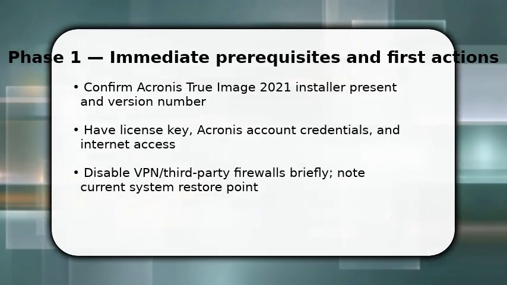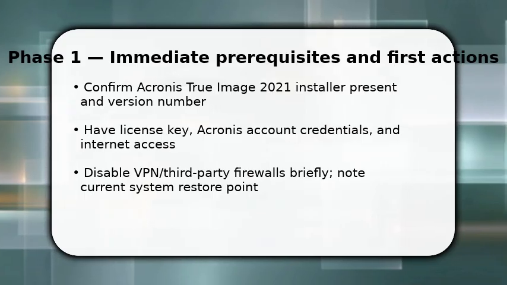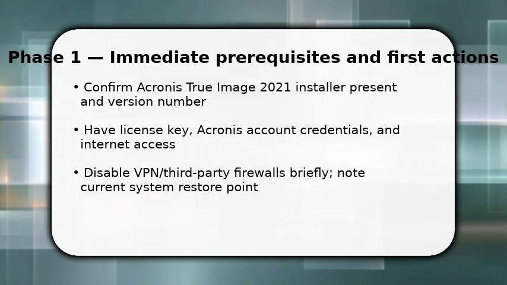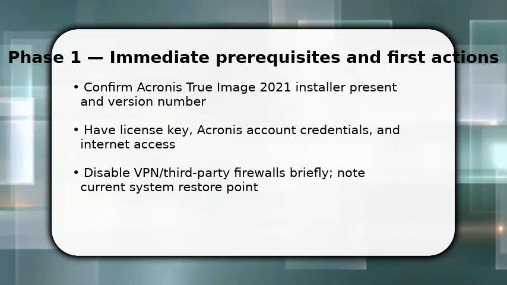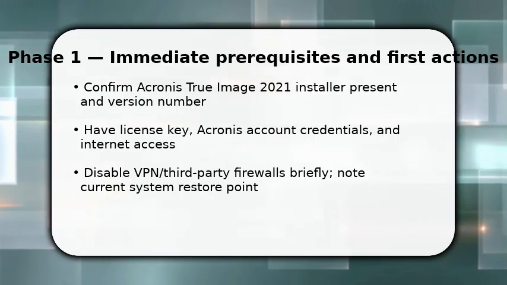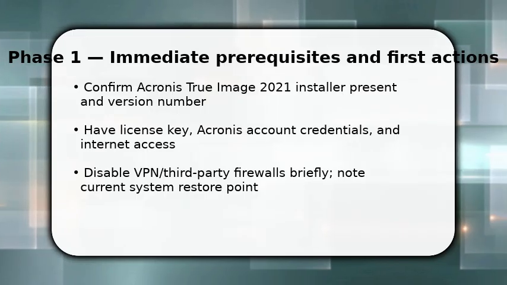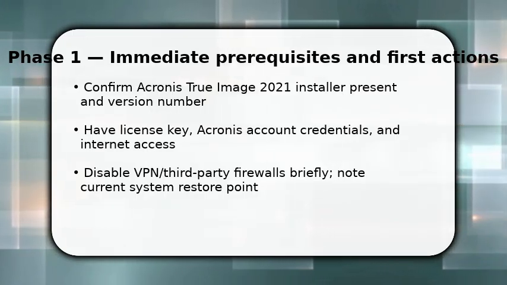You begin by confirming prerequisites: the 2021 installer, your 25-character license key, and active internet. Open the installer as administrator. Do not skip this. Once done, log into your Acronis account so activation can associate the key with your device. If prompted, accept terms and let the installer download required components.